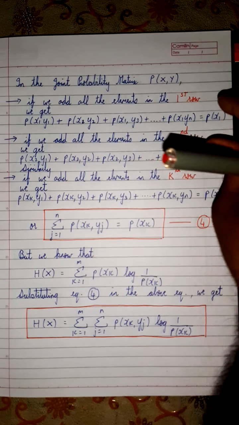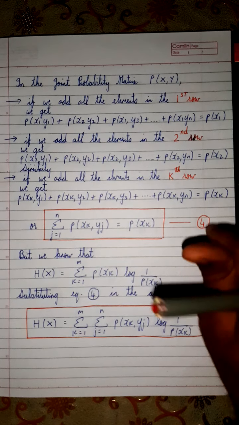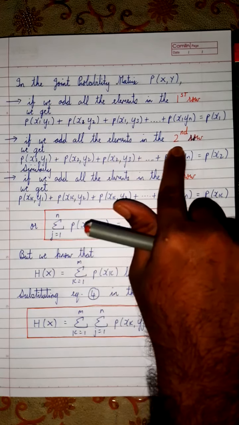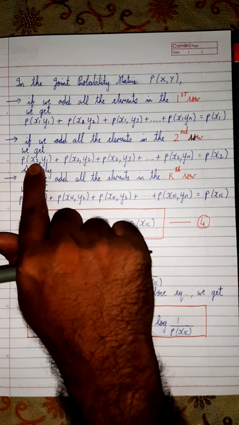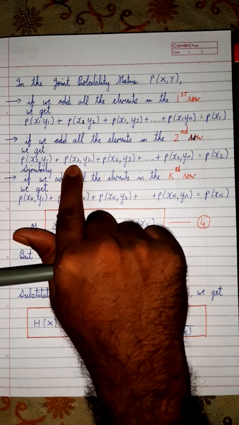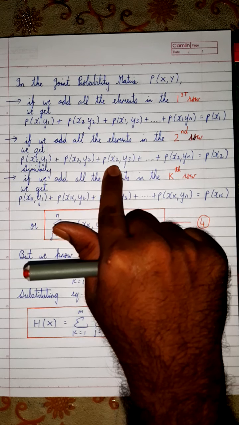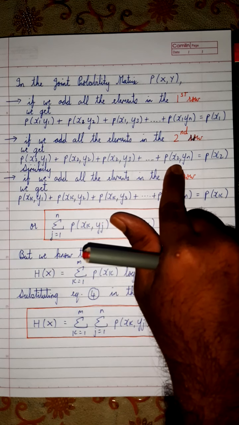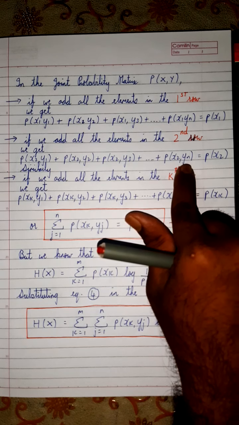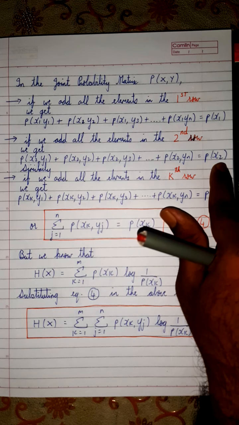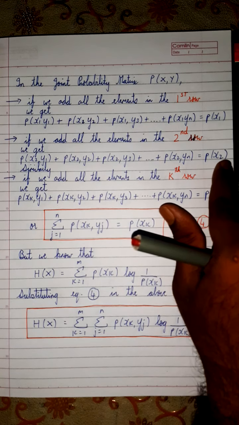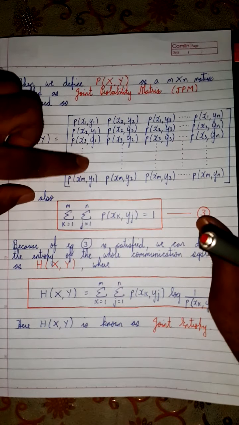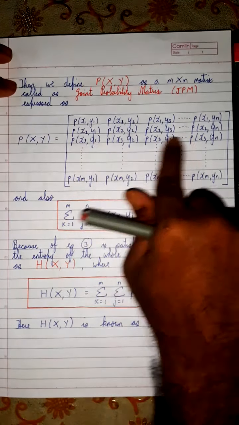In the same way, applying the same knowledge to other rows also. If we add all the elements in the second row, we get p of x2 y1 plus p of x2 y2 plus p of x2 y3 up to p of x2 yn. That is nothing but p of x2. In other words, if we add the elements of any row, that is what it says here.